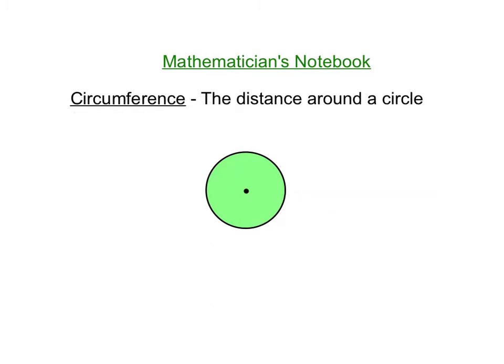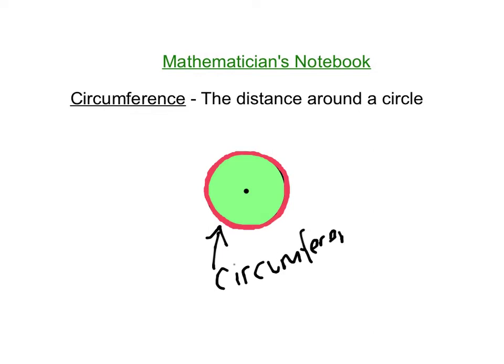And finally, we have the circumference. The circumference is the distance around a circle. It's the perimeter of a circle. Draw yourself a new circle and make real heavy that distance around the circle. That's the circumference. Let's label that circumference. Sometimes a little tricky to spell, but with practice you will get it. And sometimes we call it C.